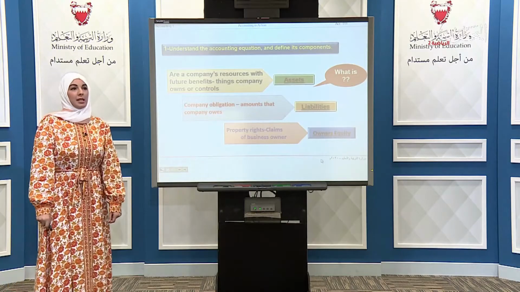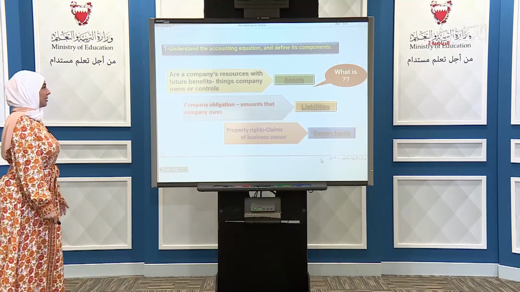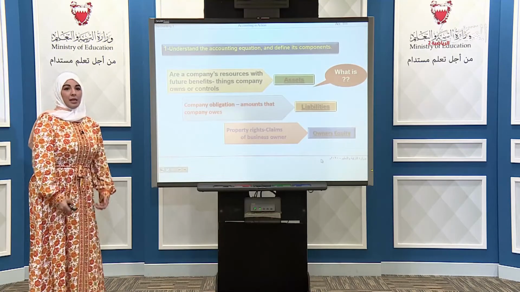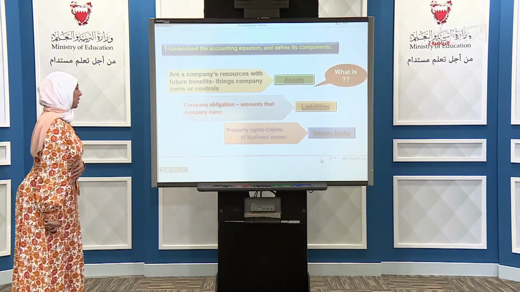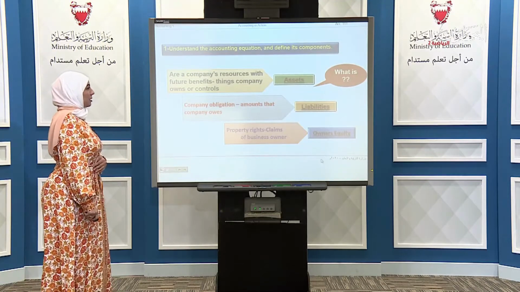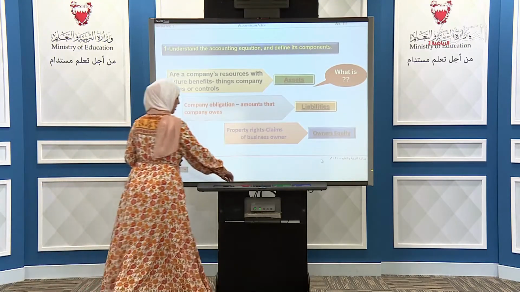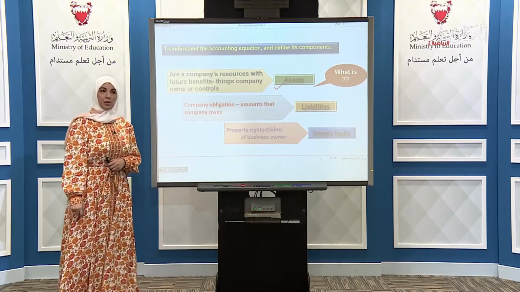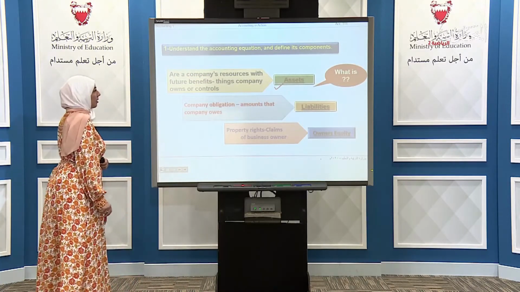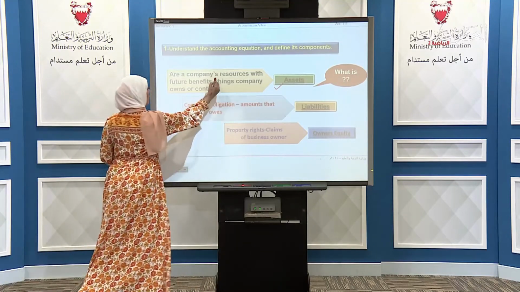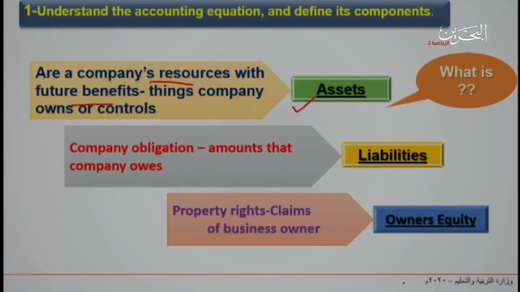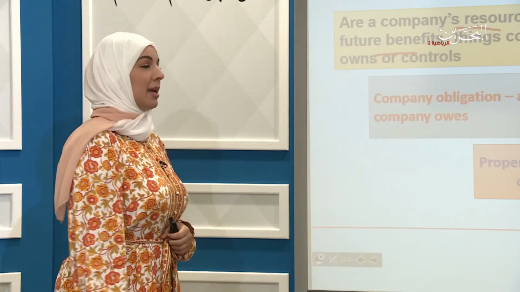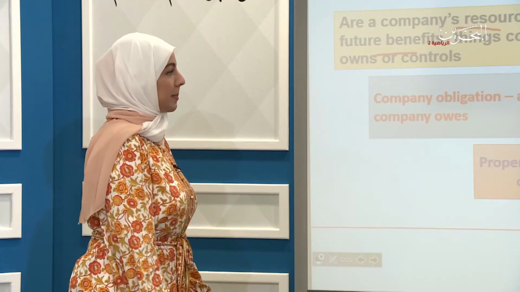First of all, let us take a look and understand the accounting equation and define its components. We will start firstly with assets. What do we mean by assets, my dear student? Assets are a company's resources with a future benefit, things the company owns or controls. So all the resources the company has, and gets benefit from.